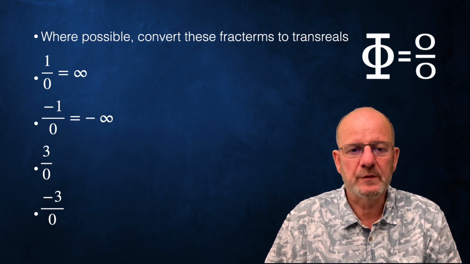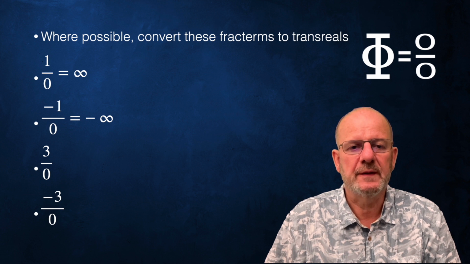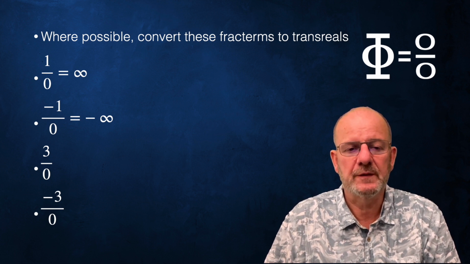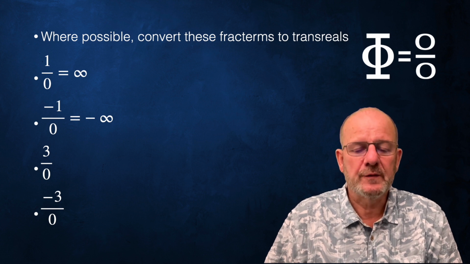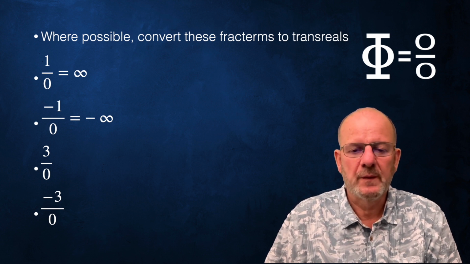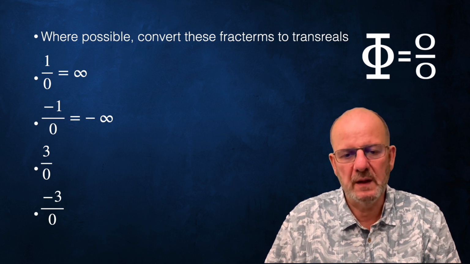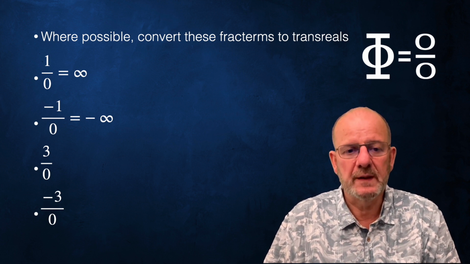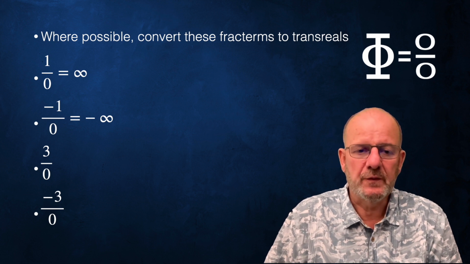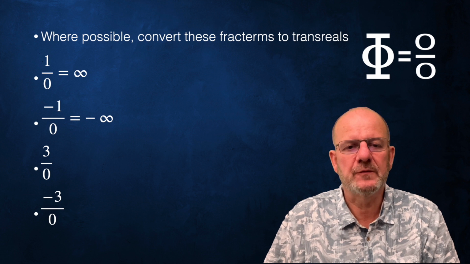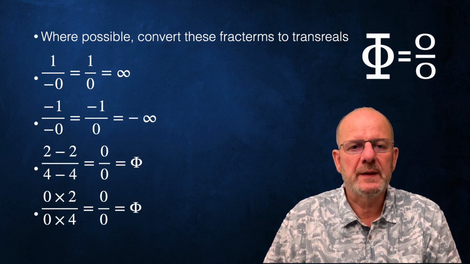1 over 0 is already a transreal number, infinity. Minus 1 over 0 is already the transreal number, minus infinity. 3 over 0 is a transreal number. When you watched that video, you didn't know that it was equal to infinity. Now you do. Same with minus 3 over 0. Before, it was just a transreal number. Now you know it's equal to minus infinity.